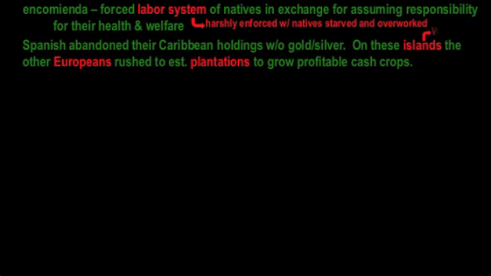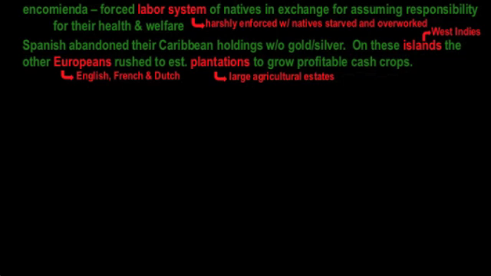Now, over time, the Spanish would abandon their Caribbean holdings that had no gold and silver, on these islands that will become the West Indies. The other Europeans, however, the English, the French, and the Dutch, will rush to establish plantations, large agricultural estates there, to grow profitable cash crops.